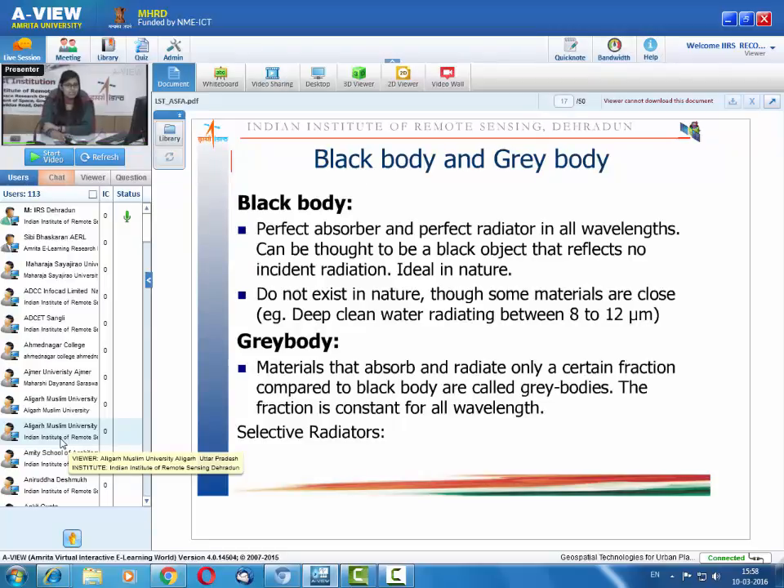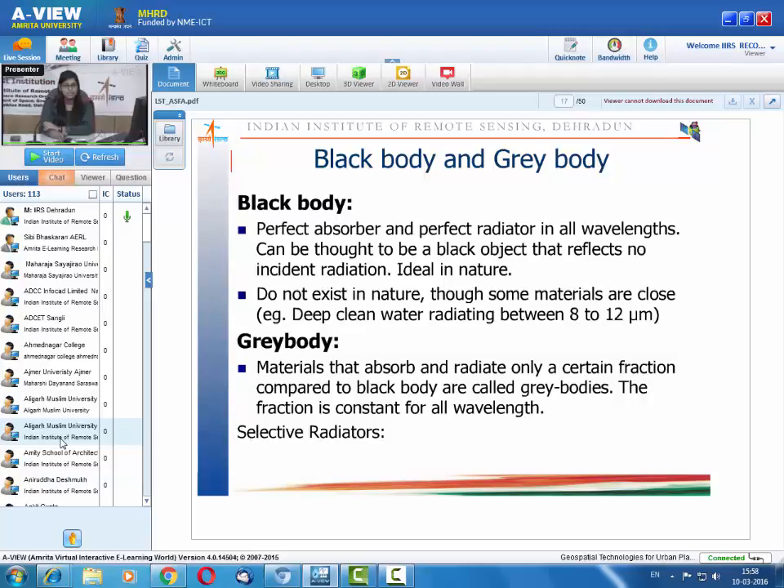Now we have to understand the two principles of black body and grey body. What is a black body? A black body is a perfect absorber, a perfect radiator, but in all wavelengths. So it is ideal in nature. But a black body is a myth. Nothing can be a black body. So there comes the concept of grey body and selective radiators.